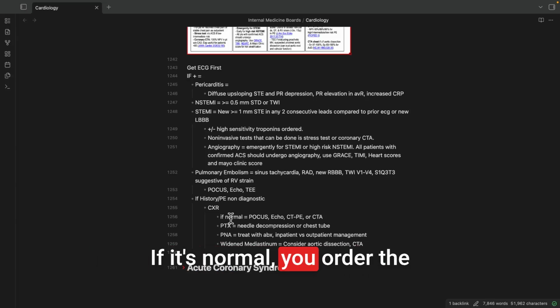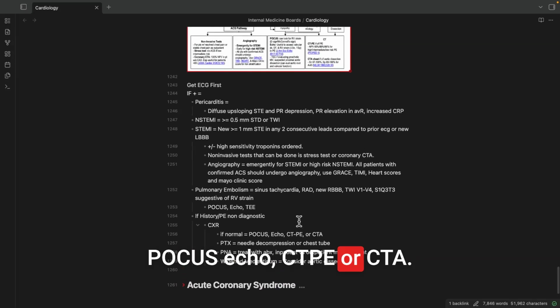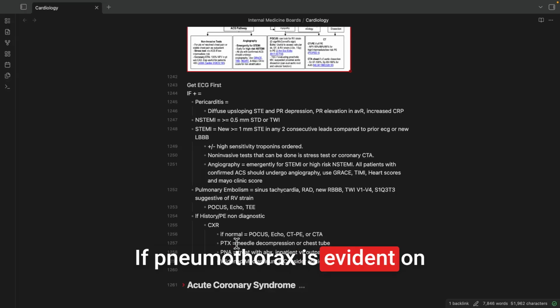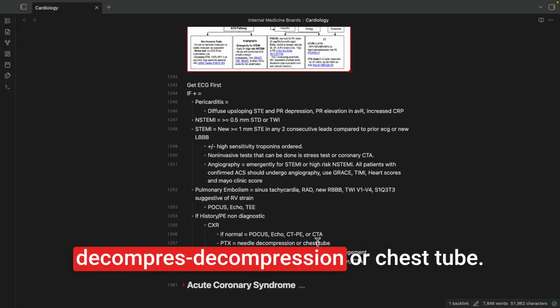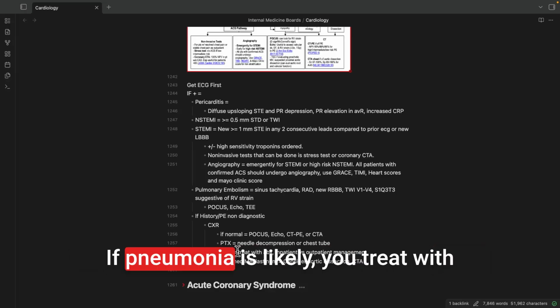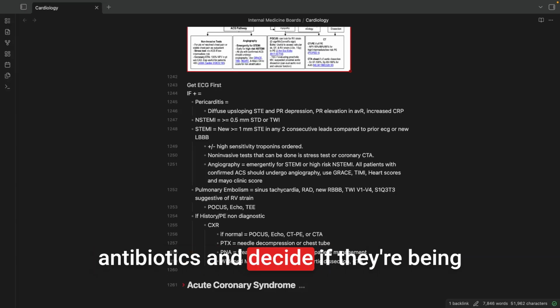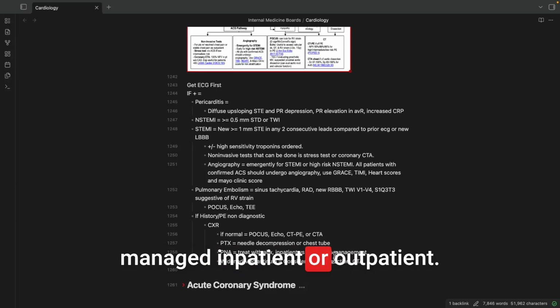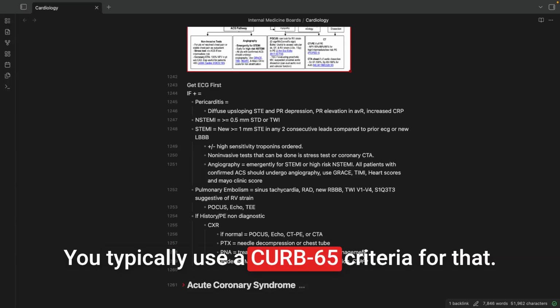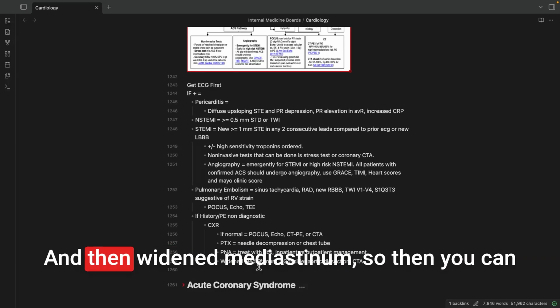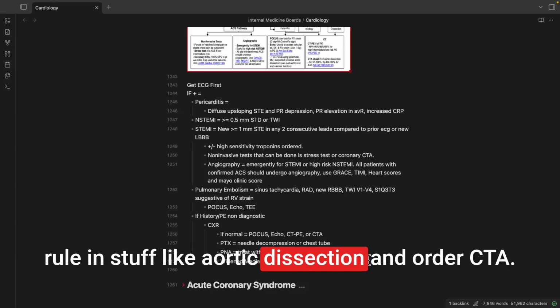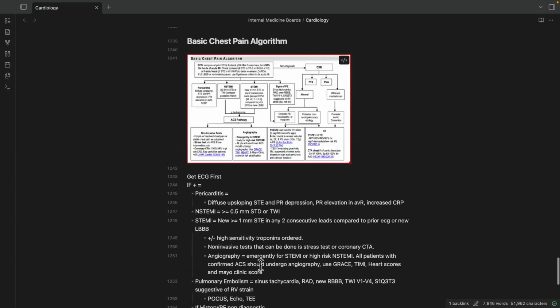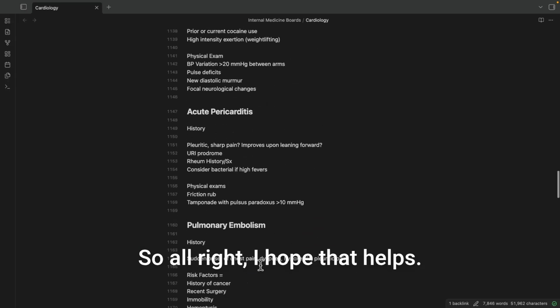If it's normal, you order the POCUS echo, CTPE or CTA. If pneumothorax is evident on the chest X-ray, you do needle decompression or a chest tube. If pneumonia is likely, you treat with antibiotics and decide if they're being managed inpatient or outpatient. You typically use the CURB-65 criteria for that. And with a widened mediastinum, you can rule in things like aortic dissection and order a CTA. But that's chest pain. So, all right, I hope that helps.